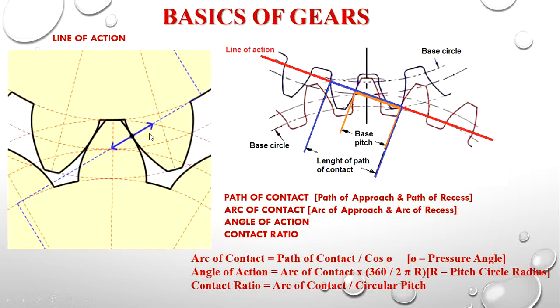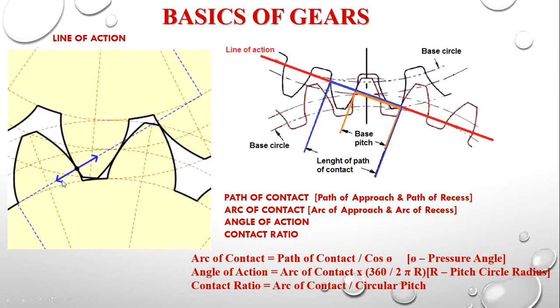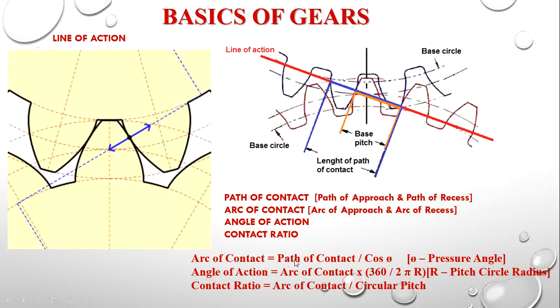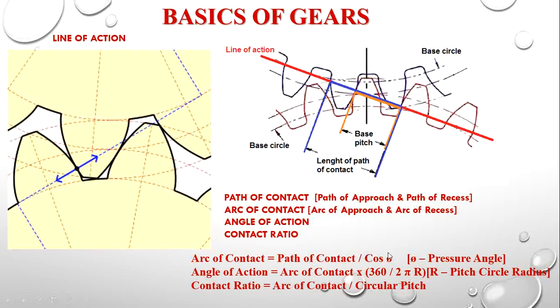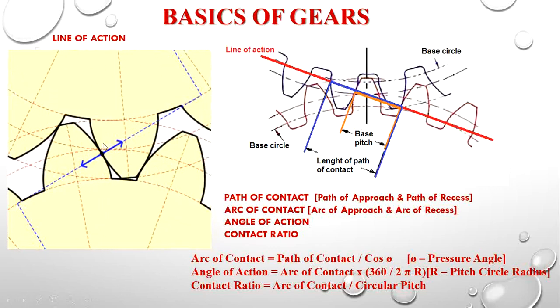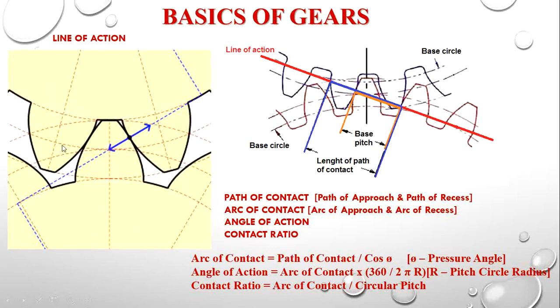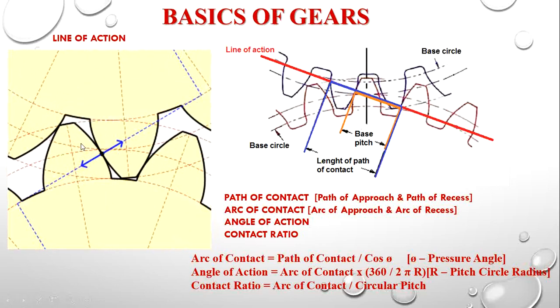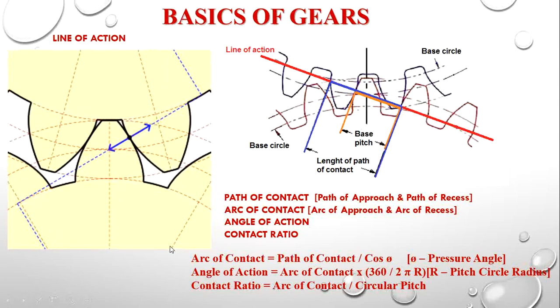If they measure that as an arc, that is called the arc of contact. So we can calculate the arc of contact using the path of contact by the cos phi equation. And the angle of action is nothing but the angle turned during the path of contact, the angle through which the gear or pinion turns during the path of contact.